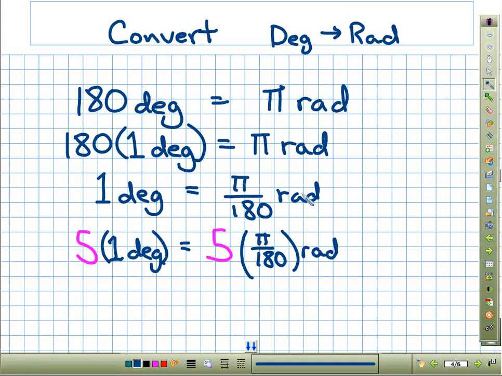What about theta degrees? Let's suppose we have theta degrees, and we want to know how many radians that is. Tell me what to write. Theta. Okay, theta.